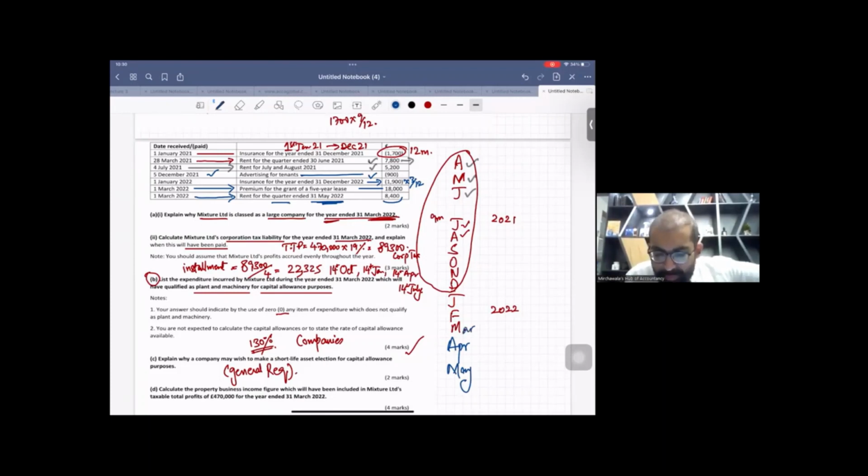But our accounting period is ending on March, so only 1 month out of these 3 is relevant for us. So we'll include 8,400 multiplied by 1 upon 3 here. Why? Because it's not cash basis. For companies, it is accrual basis.